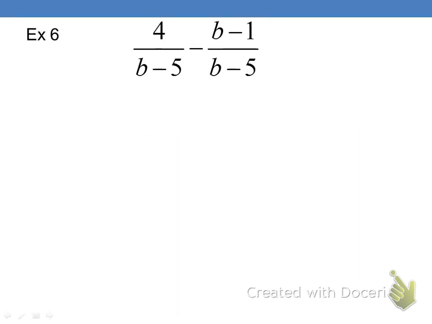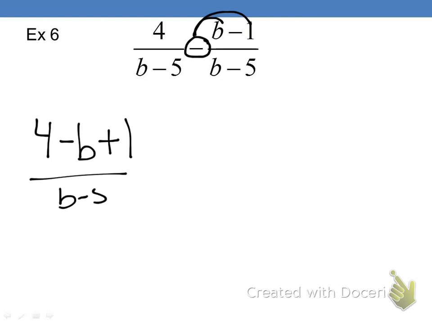All right, here's number 6. Do I have a common denominator? Yes, and I am subtracting. So make sure when you write the next step, you're subtracting each of those terms in the second rational expression. This is 4 minus b plus 1. Everybody see that? Over b minus 5.